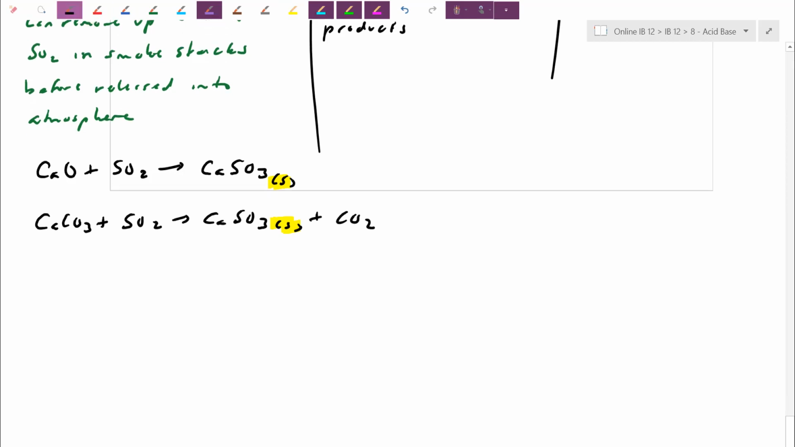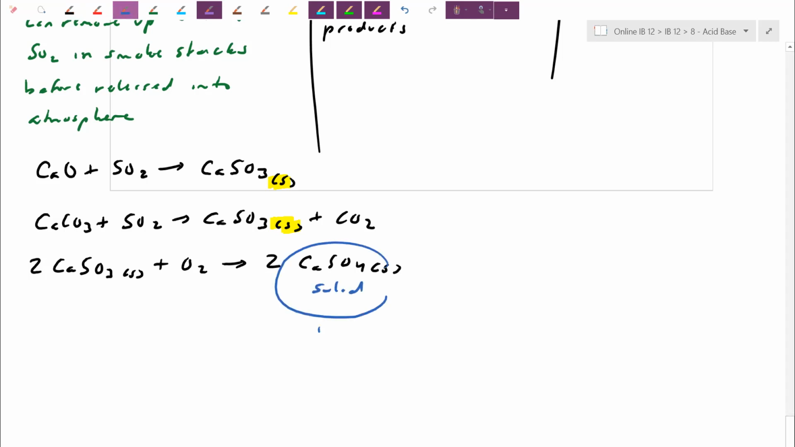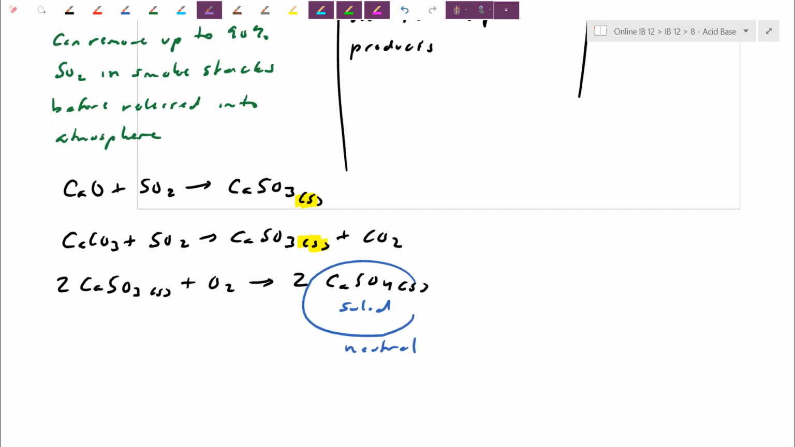And then we can take this calcium sulfite, it's already better because it's a solid. Calcium sulfite, solid, reacts with oxygen, and ends up forming a neutral calcium sulfate. Again, the advantage is this is a solid, and this compound here is actually a neutral compound. This was the one from earlier. It was the problem. This one here is more soluble than calcium carbonate, but all we're trying to do here is remove SO2 from the atmosphere before it actually leaches out there.